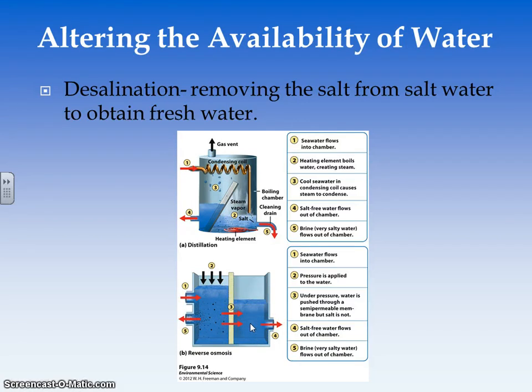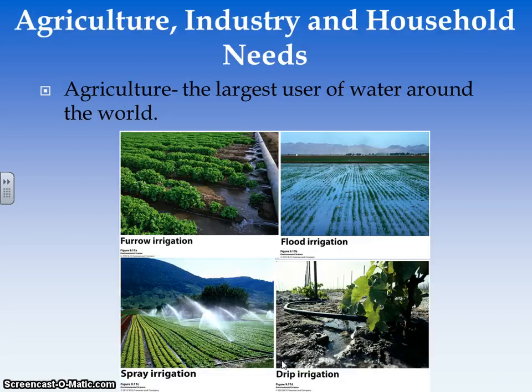Much more energy efficient, but still quite expensive to do. All right, so if we're using all this water, what are we using it for? Where does it go? Well, the number one place is agriculture. Watering crops takes a lot of water, and there's a couple of different ways that we do this. There's a few shown here in this figure.